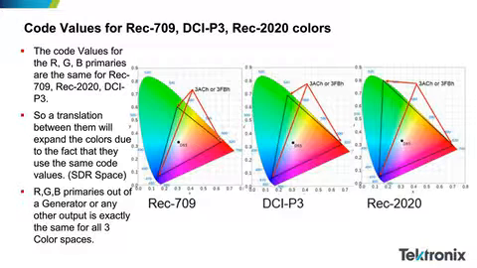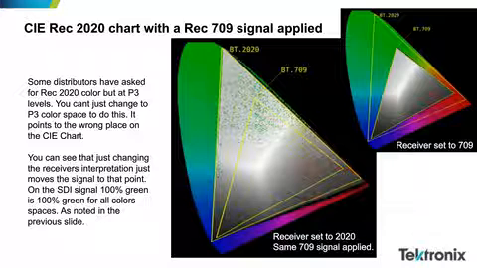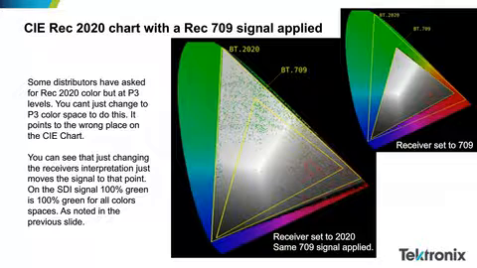We actually took a rainbow pattern that we have that is all colors at all levels and put it on a device that shows the triangle set in 709.